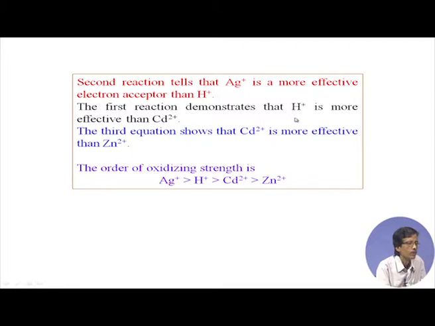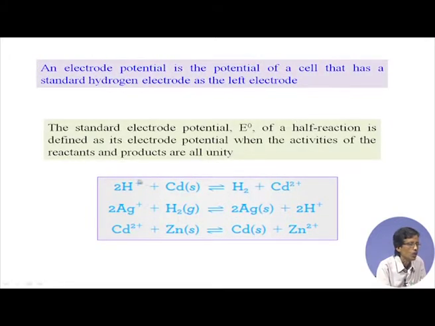That means H plus will have more tendency to accept electrons from cadmium, and cadmium will go into the solution as cadmium 2 plus; H plus is the stronger oxidizing agent to oxidize cadmium 0 to cadmium 2 plus. So, the proton, that means the acid, is the oxidizing agent. Why is this acid an oxidizing agent? In the presence of cadmium, the acid will be responsible for the evolution of hydrogen.